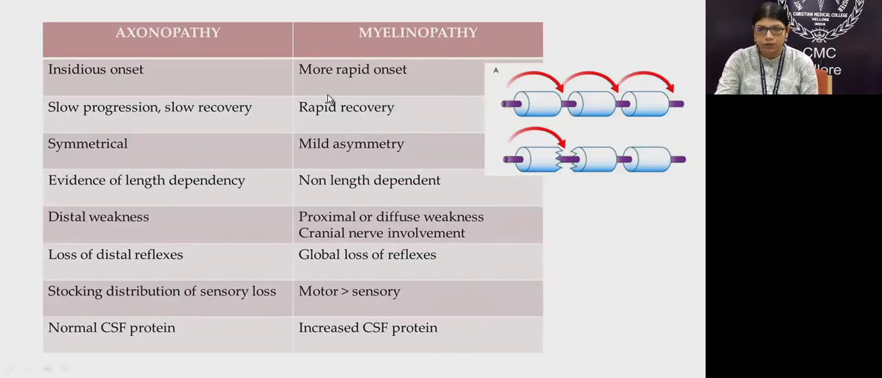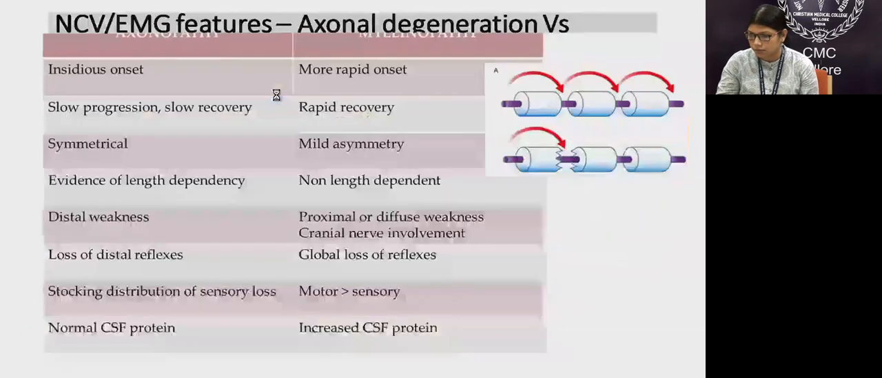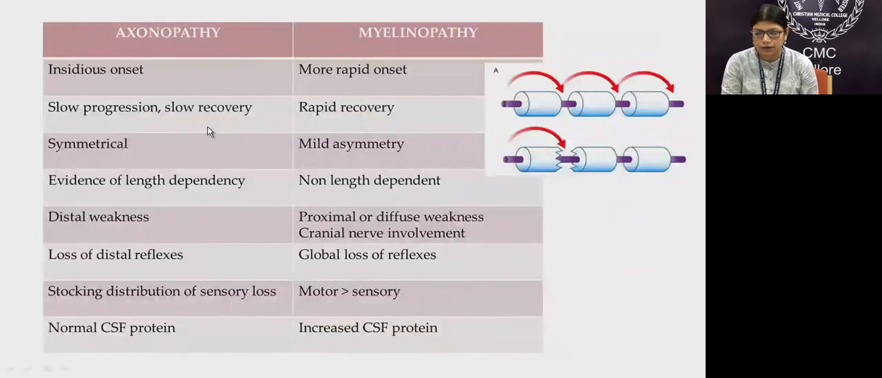In myelinopathy, because the myelin sheath is gone, the conduction of impulses is really slowed down. So they have a more rapid onset. Whereas axonopathy is usually a length-dependent neuropathy and is more of an insidious onset. And once the myelin is regenerated, they will have a rapid recovery, whereas when the axon is affected, it causes a slow recovery.